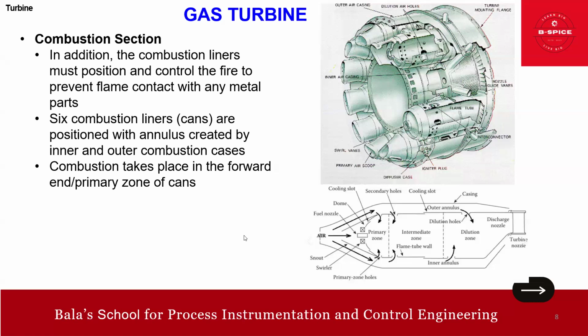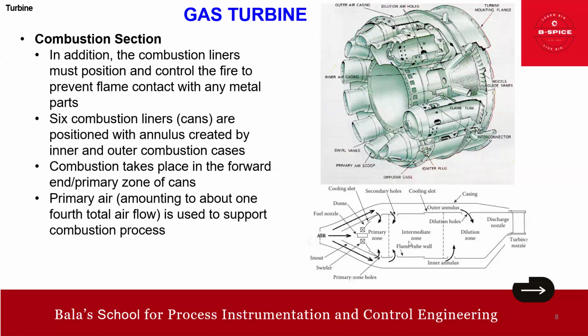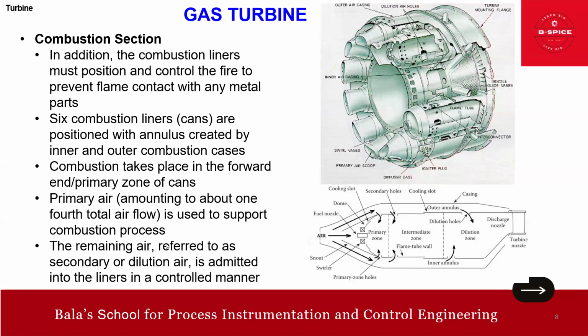Just visualize that. The primary air, amounting to about one quarter of the total airflow, is used to support the combustion process. So you may ask the question, what is the remaining air? The remaining air is referred to as secondary or dilution air. So that also is there, dilution. Where is that? Yes, here. This is the dilution zone actually.